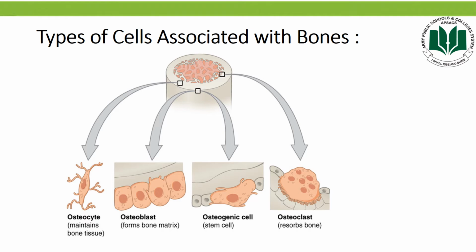Okay, now the third one, that is osteocytes. So students, once the osteoblasts are surrounded by a matrix, they become osteocytes.